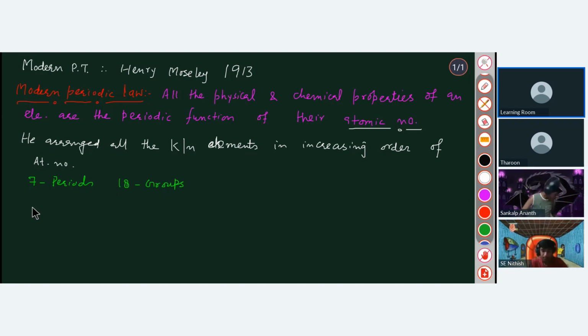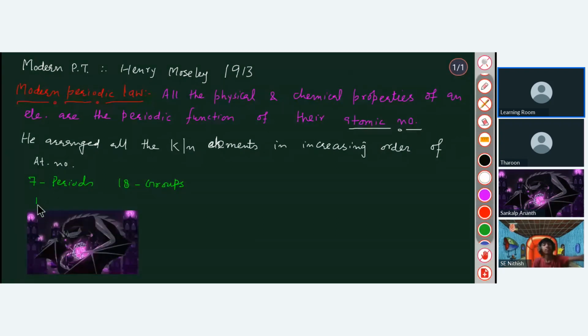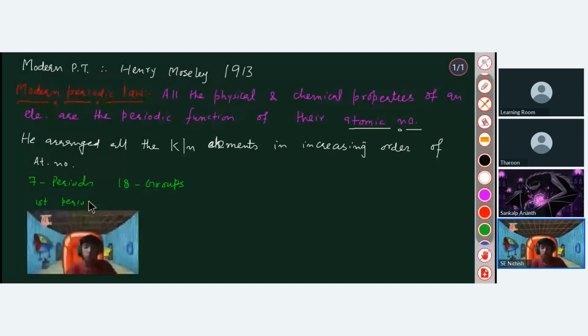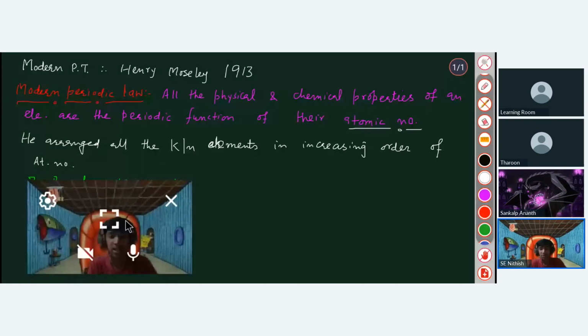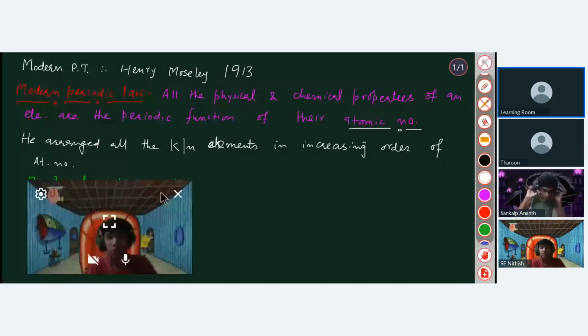Okay, so let's first check out the periods, then we will see the groups. So for example, if we talk of the first period, can you tell me how many elements are in this first period? Two. Exactly, there are 2 elements, right? Yes, sir. So second period 8, third period 8, fourth period 18. It's like 2, 8, 8, and then.